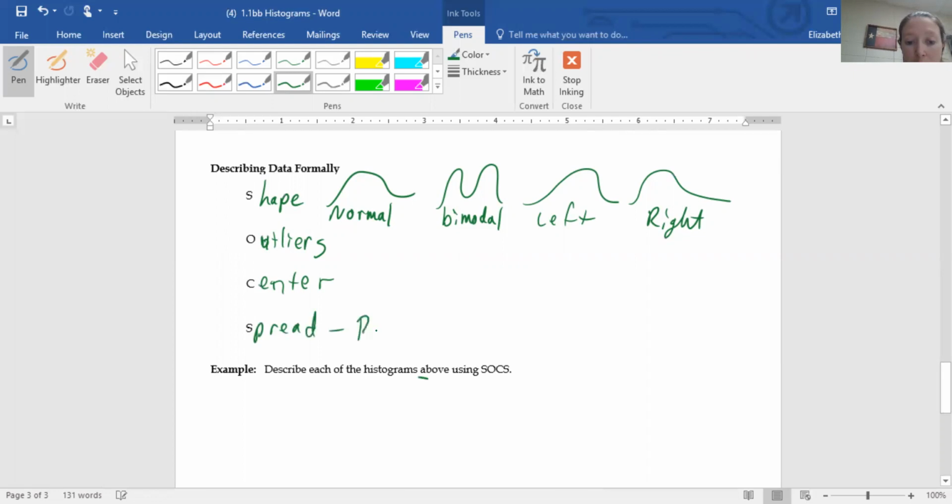This is the range. So what values of data does this cover? In the case of our one up there, we covered from like 123 pounds up to 265. That's our range. All right. Our example here says describe each of the histograms above using SOCS. We really just did that.